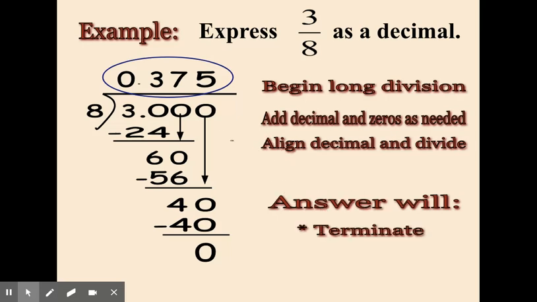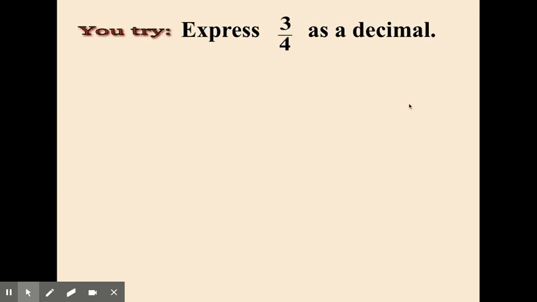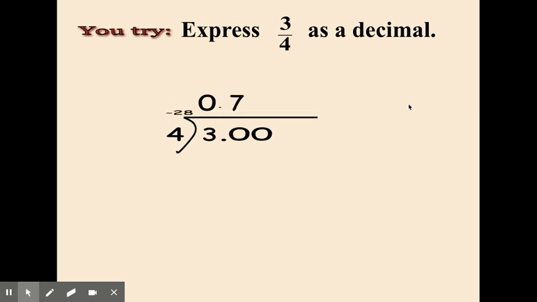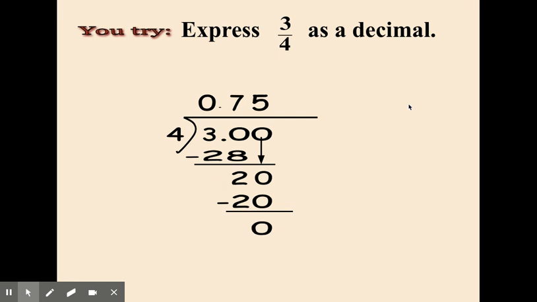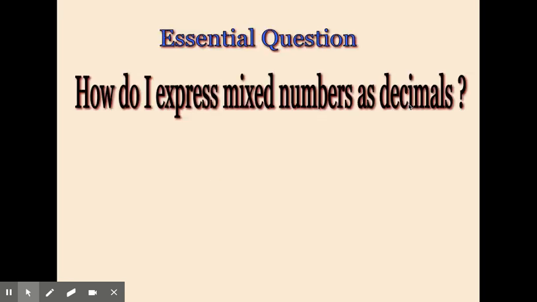Okay, and your answer will terminate or eventually repeat. Okay, let's do 3/4 as a decimal. Same setup, numerator on the inside, denominator on the outside, add a decimal and a 0, make sure I put that decimal lined up at the top, divide, subtract, bring down, multiply, subtract, and there's our answer, 0.75.